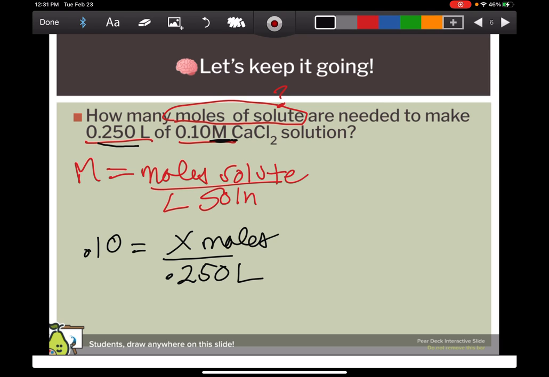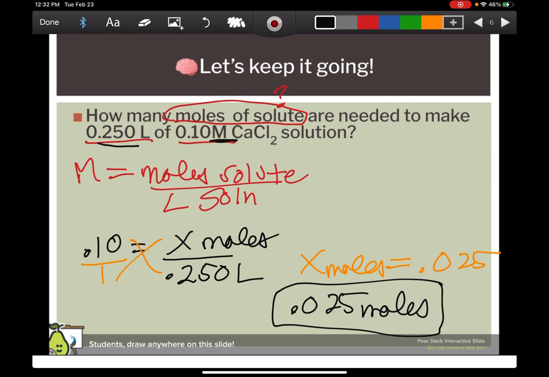I don't know it. But the good news is, my friends, if you know a little math, you know that when there's an equal sign, you can cross multiply if you have two fractions. And I always have a fraction because I can put a 1. So I'm going to cross multiply and solve. So guess what I need to do? I need to do 0.250 times 0.1 for my answer. And it's going to come out to be X moles equals 0.025. So guess what? My answer is 0.025 moles.